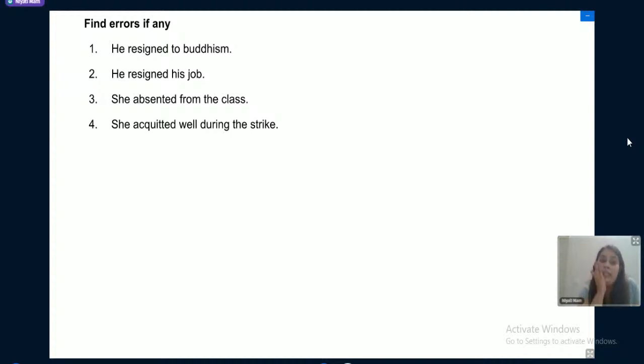Okay, find errors if any. He resigned to Buddhism. He resigned his job. She absented from the class. She acquitted well during the strike.